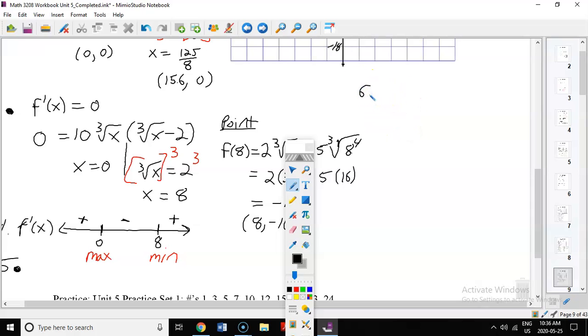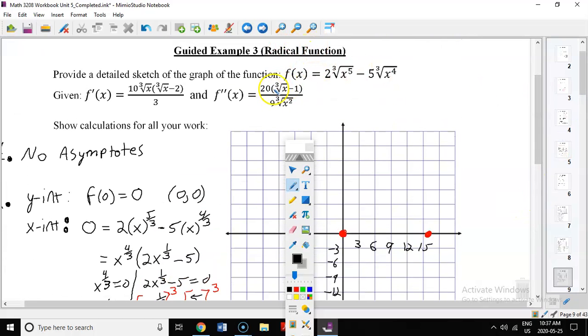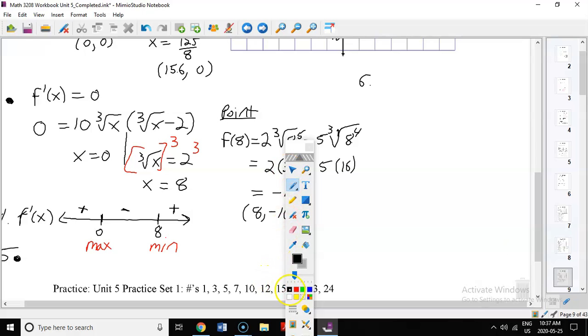So 6 is the second derivative, and again it's on top, it's listed, you don't have to calculate it. For letting that equal 0, we don't need to worry about the denominator, but the denominator is important because it tells me the second derivative is undefined at 0. So f double prime at 0 is undefined. That means there's something going on there.